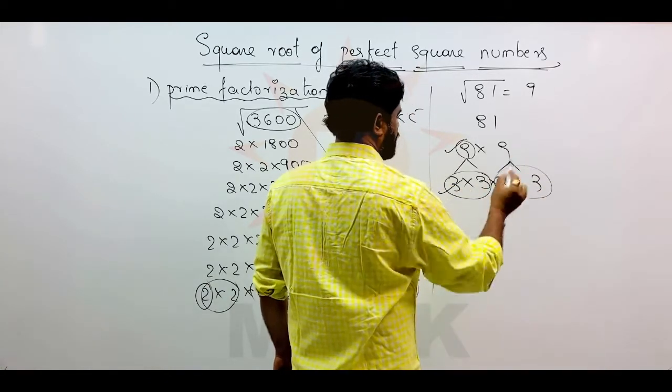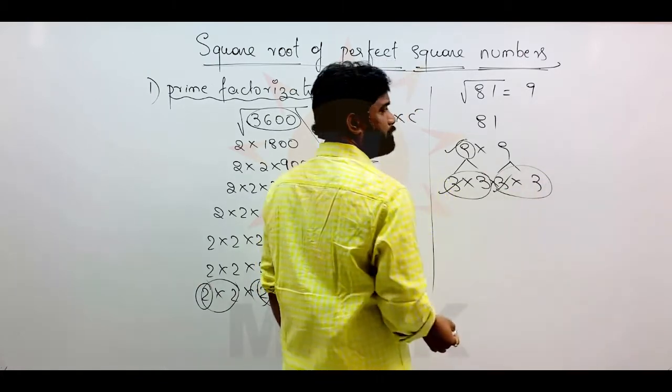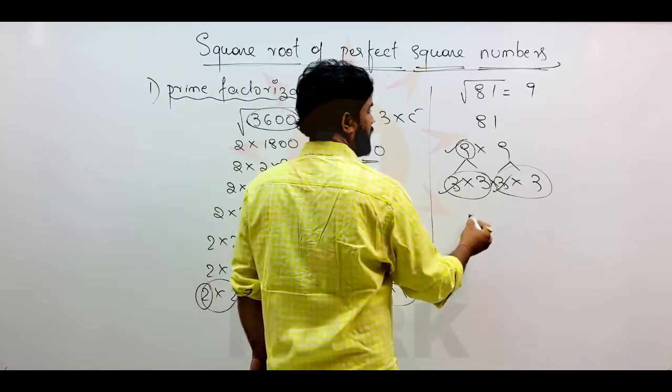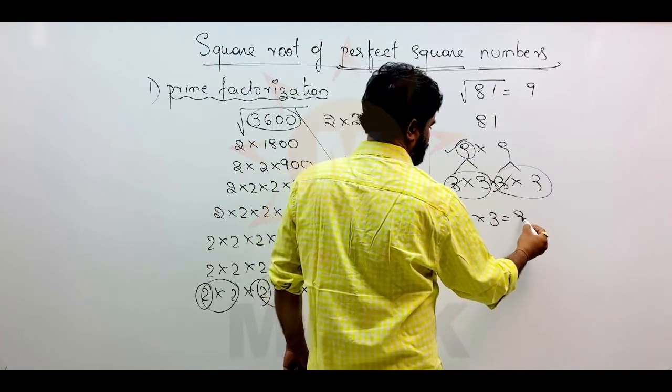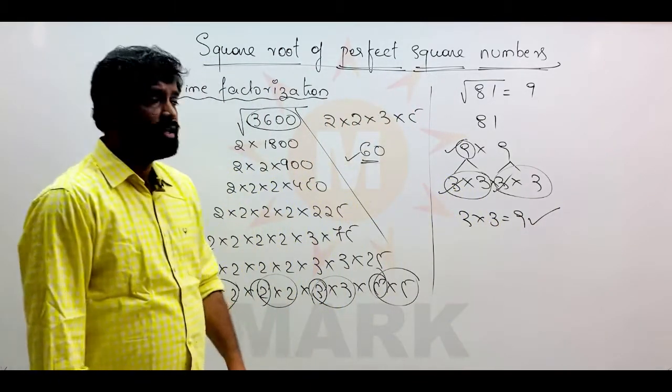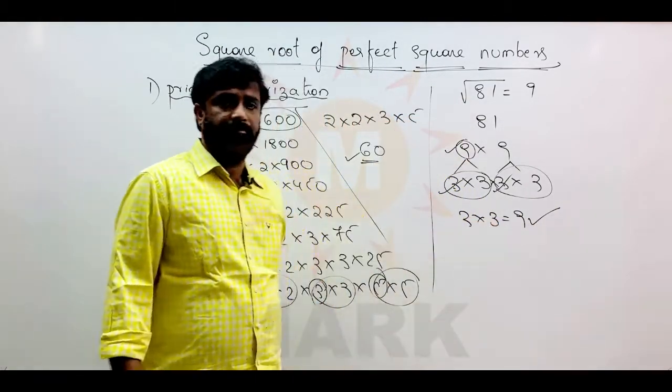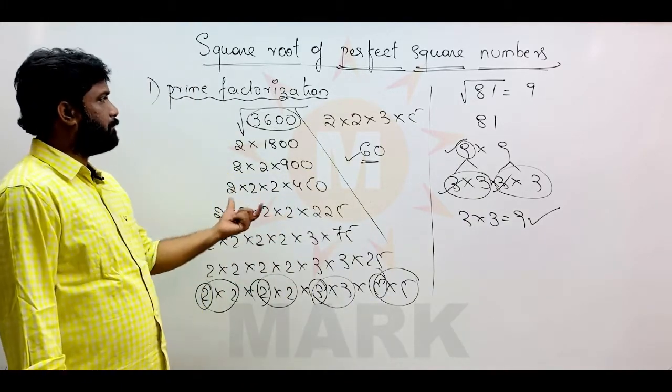From this pair we take one 3, and from this pair we take one 3. 3 into 3 is equal to 9. The square root of 81 is equal to 9. So this is the basic prime factorization method.